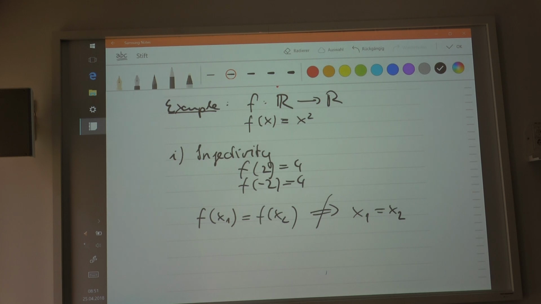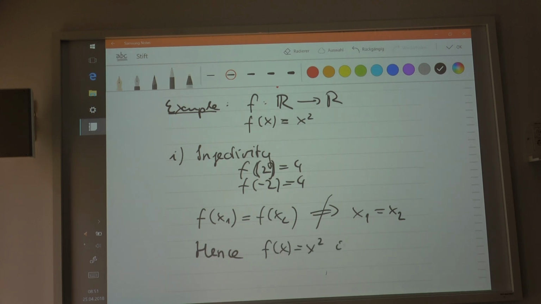You understand? So in this example, because f of 2 equals 4, the image of 2 is 4, and the image of negative 2 is also 4. So in that case, if the images are equal, this doesn't imply that the arguments are equal. Namely, two different arguments do not always have two different images. Hence the function f of x equals x squared is not injective.